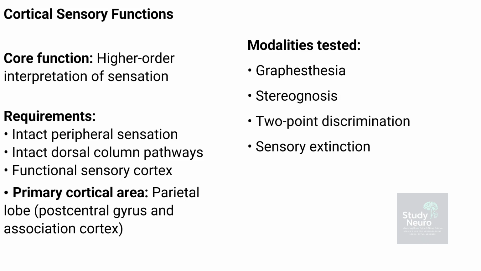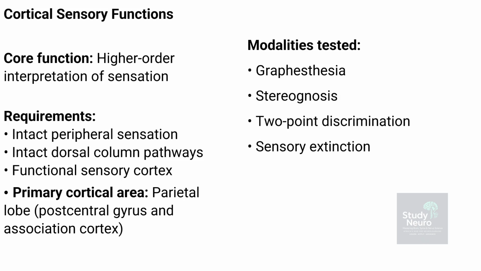Cortical sensory functions assess the brain's ability to interpret and integrate sensory information, going beyond the basic perception of touch, vibration, or proprioception. To perform these tests accurately, the patient must have intact peripheral sensation, functioning dorsal columns, and a healthy parietal cortex, particularly the postcentral gyrus and associated cortical areas. Examination involves several higher-order sensory modalities.